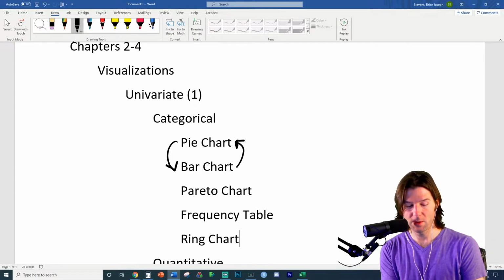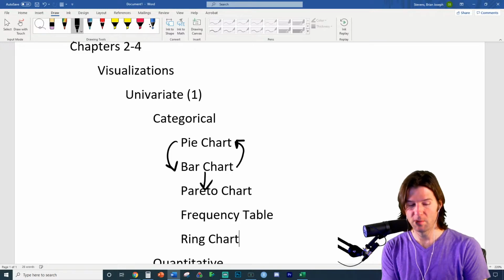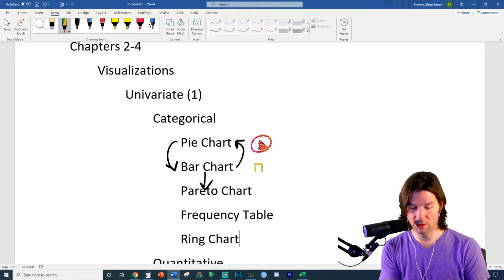A Pareto is a special case bar chart. So we've put them in order. Let's do some drawings right here. A pie chart is going to look like this, where we have a slice of pie in it. And a bar chart just has bars. We got a rainbow pen right here. And a Pareto means you've put them in order. A Pareto is a special kind of bar chart that has been put in order.